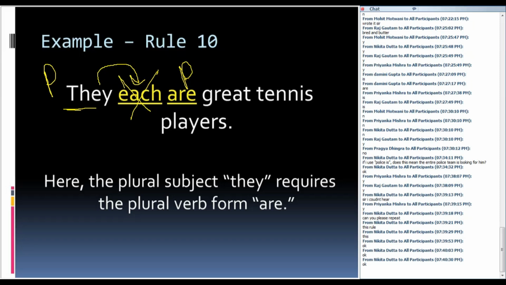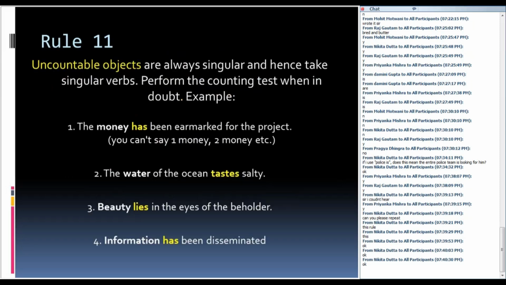Number 11. Rule number 11. Now this rule has no exceptions. Rule number 11 says that those things that are uncountable are always singular. Always. And that is why they will always take singular verb forms. Uncountable things are always singular. That is why they will always take singular verb forms.